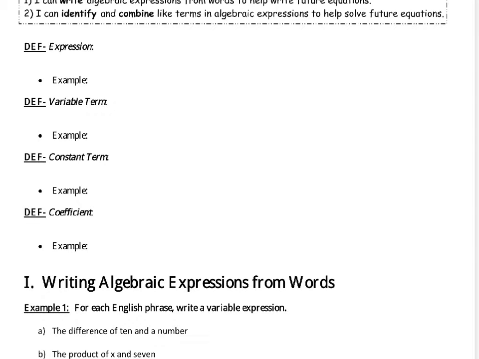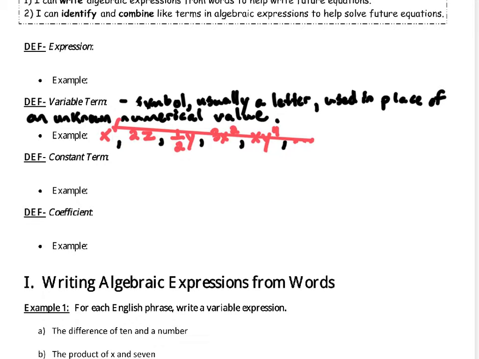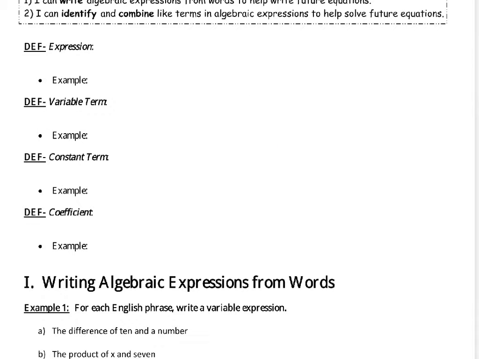So an expression can look quite different, but the key is it does not have an equal sign with it. Oftentimes, expressions contain variable terms. Variable terms are symbols, generally letters, that are used to replace an unknown numerical value. So in red, you see various examples, and different letters are typically used. Most commonly used as a variable in algebra is x. We could have variables with numbers, like you see 2z, and you may see multiple variables together, but all of these, because they contain at least one variable, are called variable terms.